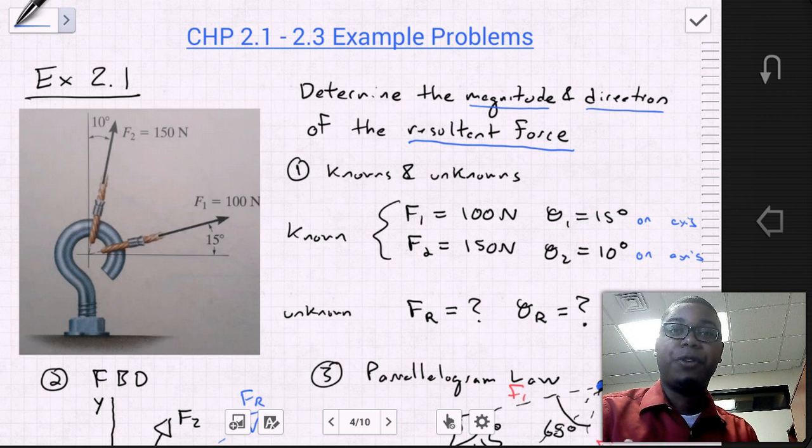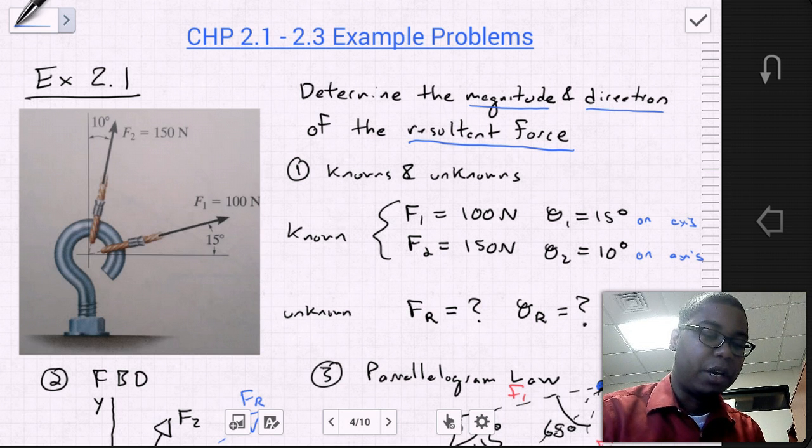So the first thing we need to do when we set up a problem and we want to solve it is to list our knowns and our unknowns. The things that are given to us by the problem, and then the things that the problem asks us to find. So one, knowns and unknowns.